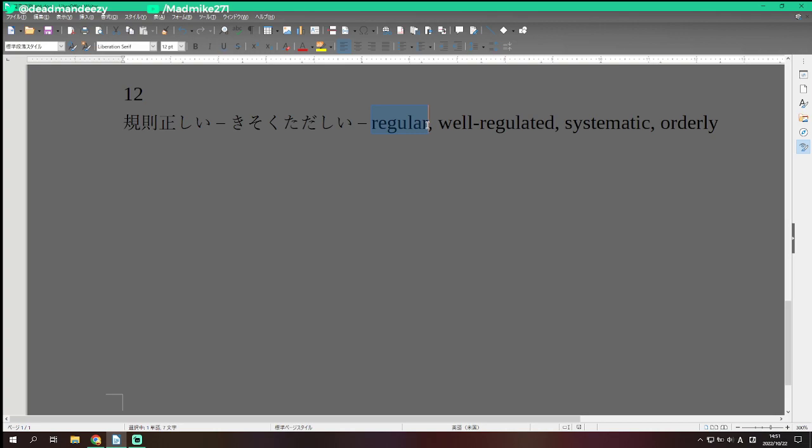Kisoku tadashi is well-regulated or systematic.